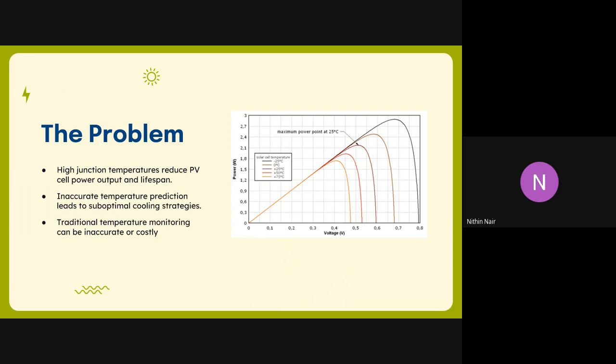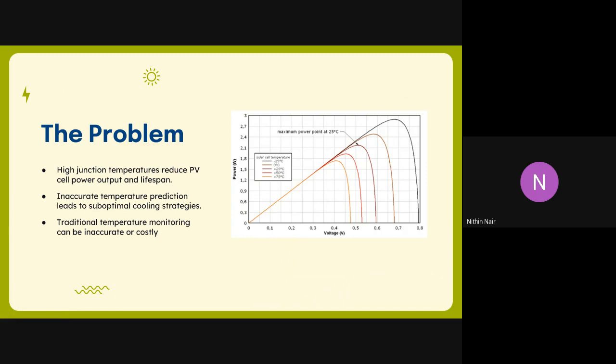So as we can see from the graph, at very high junction temperatures, the output power reduces drastically, and the lifespan of the PV cell will also reduce. As you can see from the graph, from here, the power output reduction occurs, and the efficiency will also reduce along with it.